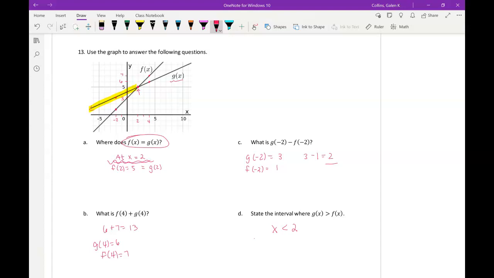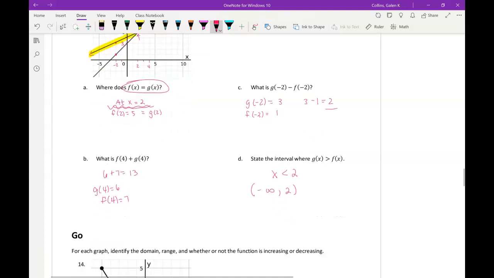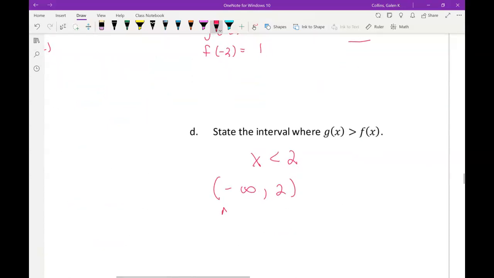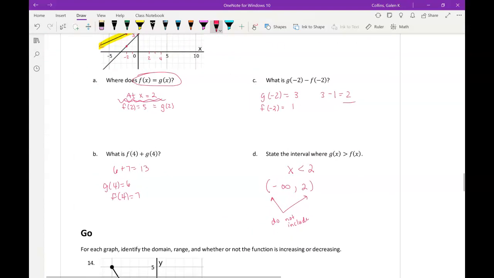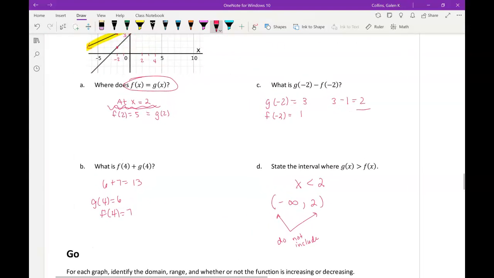With interval notation, this would be from negative infinity to 2, and we would use parentheses because remember we said parentheses do not include the 2, and since negative infinity is not a number, infinity is just an idea, I never include it because it's not a value. All right, that is it for the set section.